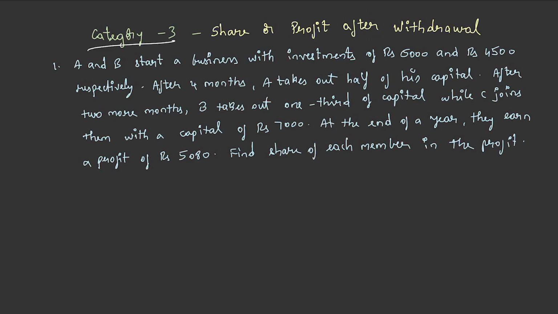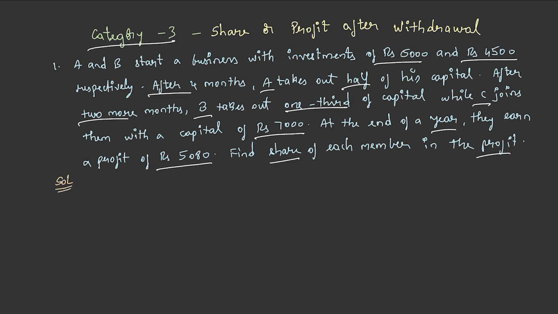Category 3. A and B start a business with investments of rupees 5,000 and rupees 4,500 respectively. After 4 months, A takes out half of his capital. After 2 more months, B takes out 1/3 of his capital, while C joins them with a capital of rupees 7,000. At the end of a year, they earn a profit of rupees 5,080. Find the share of each member in the profit.